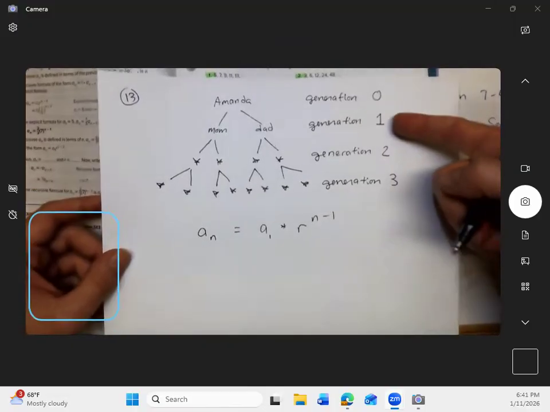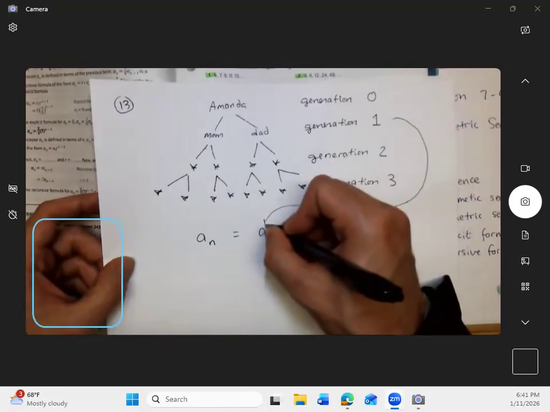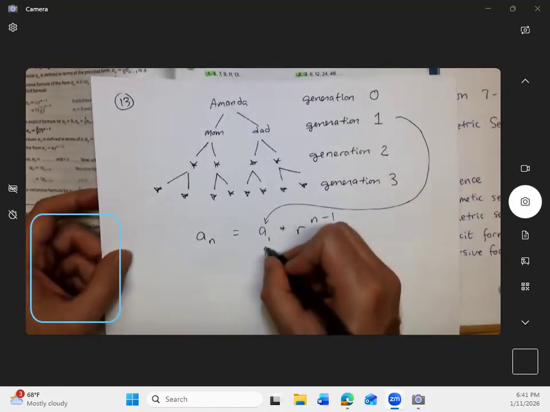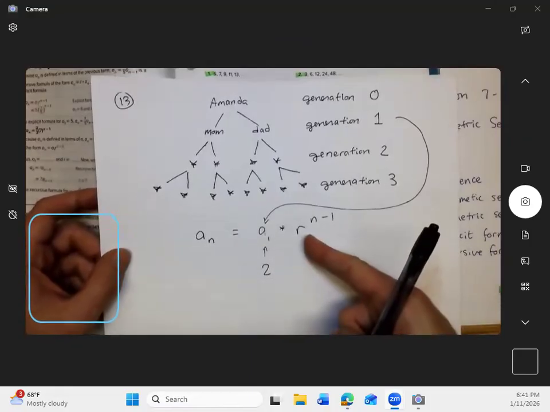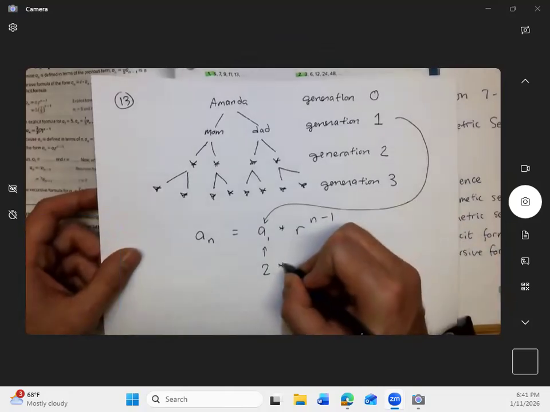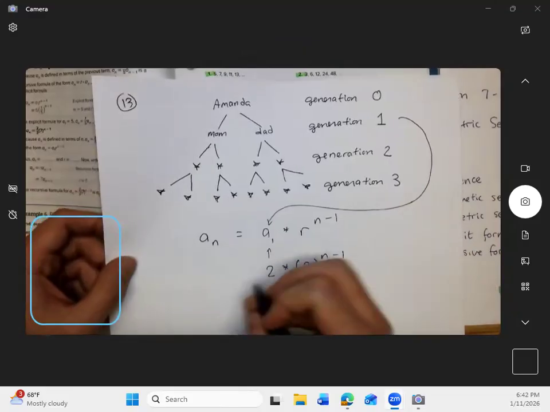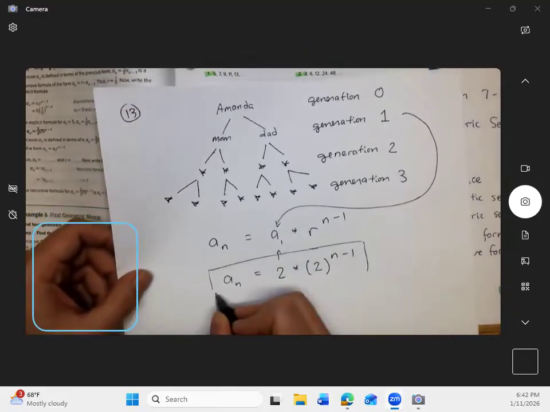Now, generation 1, I'm going to call this first term here, which is going to be 2 because she has 2 biological parents. So that's where this 2 is coming from. Now, this r comes from the fact that every individual has one biological mother and father, which is 2 people before them, then n minus 1. So this could give you the nth term, so however many generations back.